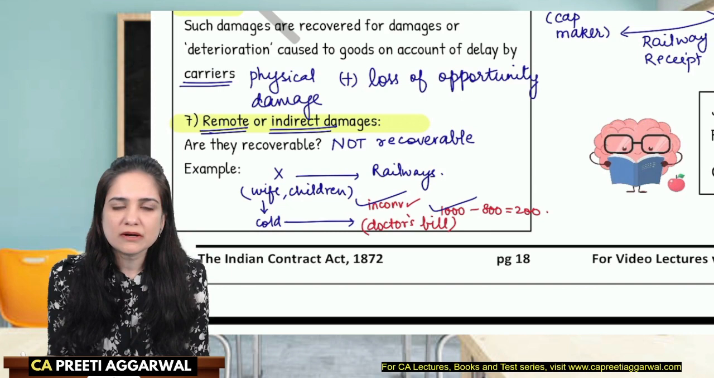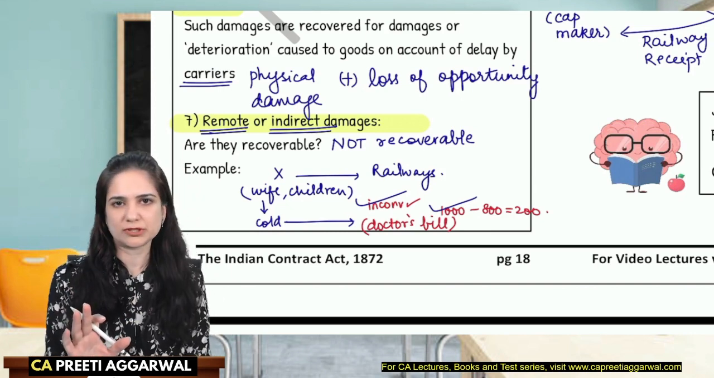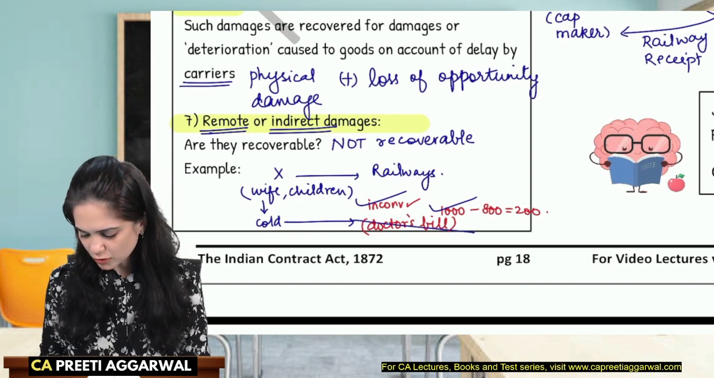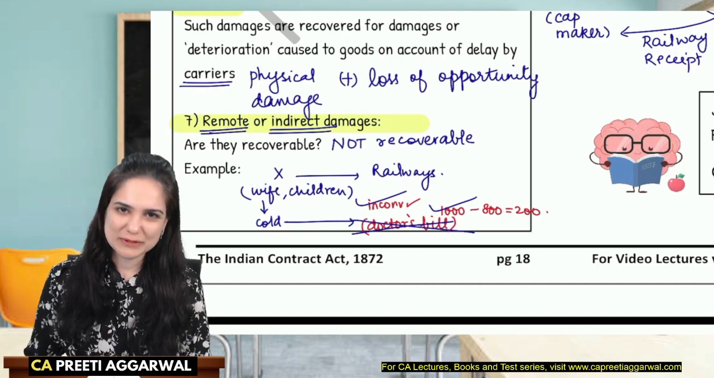Everybody was walking in the rain. Why only the wife caught cold? It means it is not a result of breach. So this is a remote damage. It is not a direct consequence of breach. Therefore, it is not recoverable.